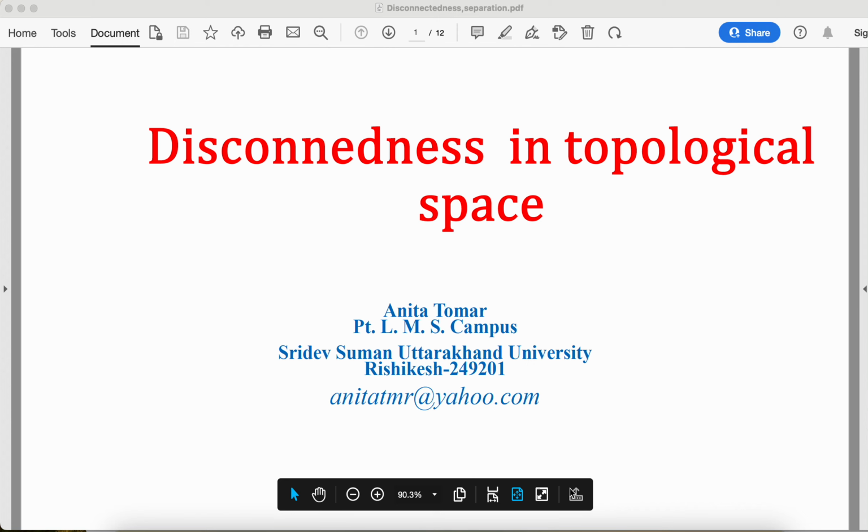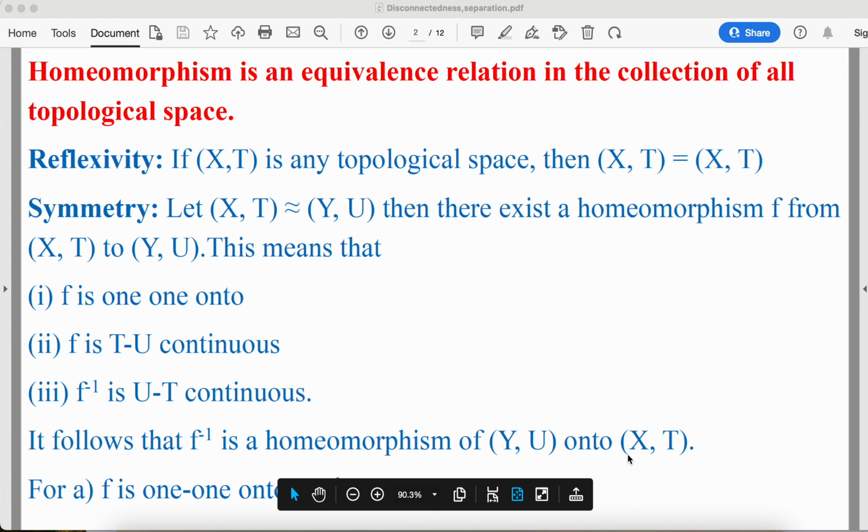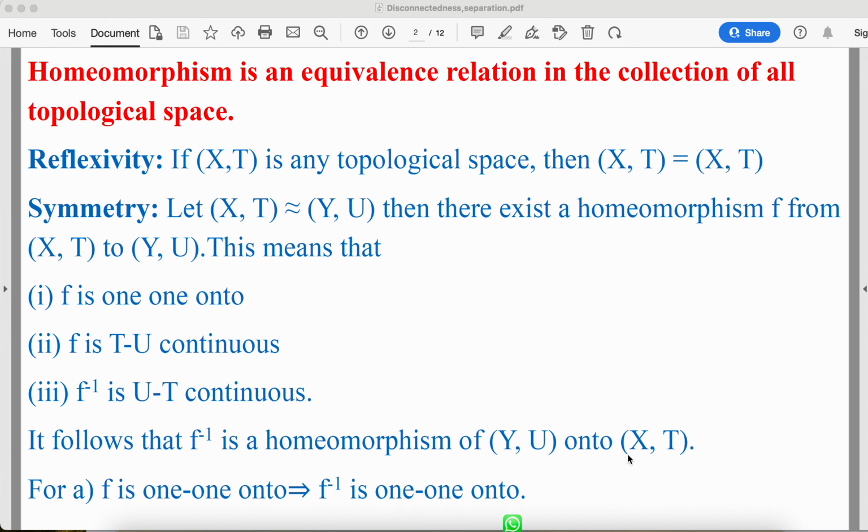Good morning. Today we will study disconnectedness in topological space. So first of all, we will study one result related to homeomorphism. In the previous lecture we studied homeomorphism in detail. So homeomorphism is an equivalence relation in the collection of all topological spaces.